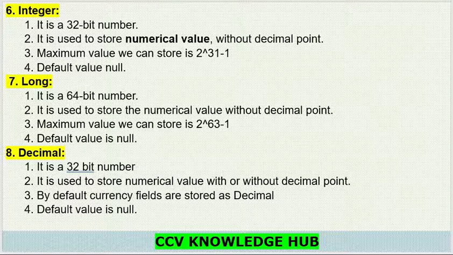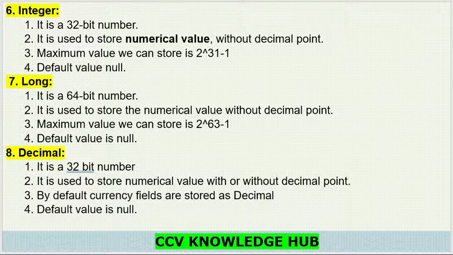Next one is Integer. It is a 32-bit number. It is used to store numerical values without decimal points. This is the maximum value we can store in an Integer. The default value of Integer is null. If you don't assign any value, it will take null. And the next one is Long. It is a 64-bit number, used to store numerical values without decimal points. The maximum range we can store is this range, and the default value is null.